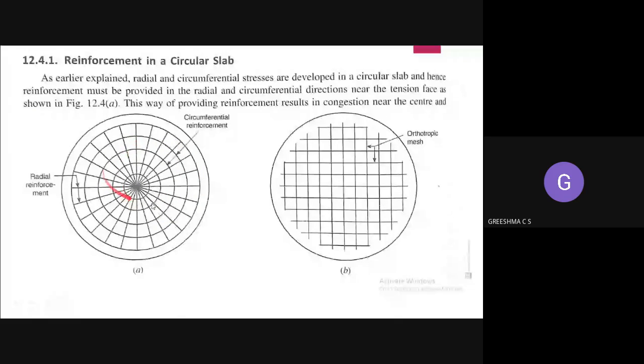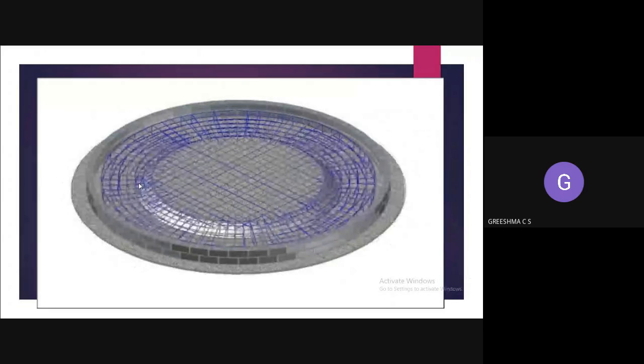So for a circular slab, you combine both of these and then provide the reinforcement. How do we provide it? Near the edges, you provide radial and circumferential reinforcement. Both radially and circumferentially, you provide reinforcement near the edges. How will you provide it in the center portion? You will provide it as a mesh. So this is very important to understand.